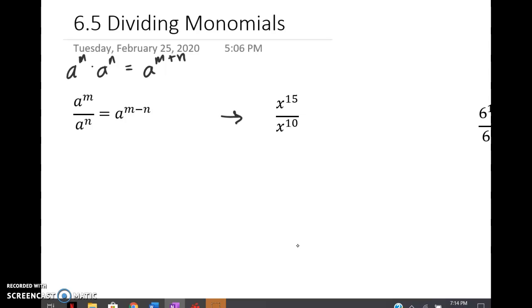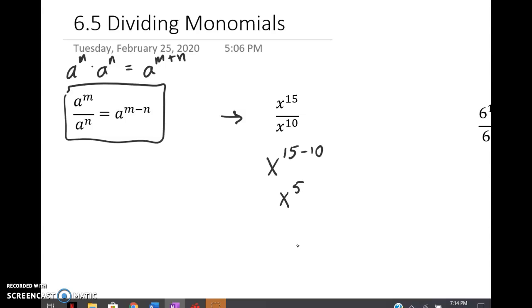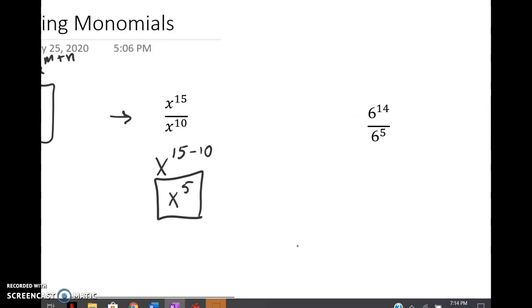So our first problem over here, here's the rule, the exponent rule. That's what it says. But we have x to the 15 divided by x to the 10th. The bases are the same. They're both x. So we're going to subtract the exponents. 15 minus 10, that's going to be x to the 5th. And we're done.